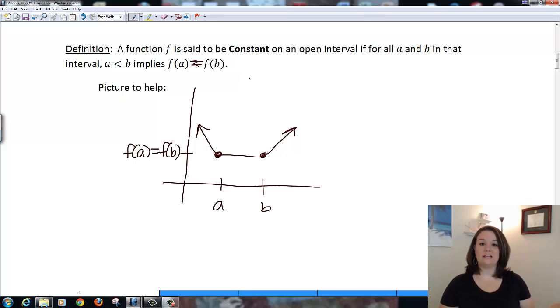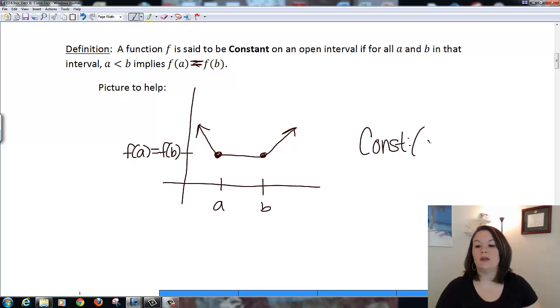Okay, so increasing, my y's are going up, decreasing, my y's are going down, constant, my y's are staying the same. When we write our intervals to represent those y values, we always use our x values or our domain values, and we always use parentheses on our beginning and end points. Okay, so this would be the constant interval from A to B.